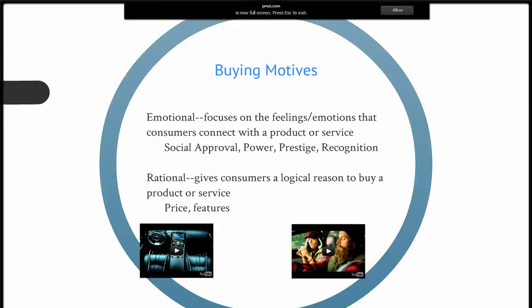Okay, so now a little bit more about advertising here, and this is the difference between an emotional ad and a rational ad, and then we'll watch an example of both below. So the first, your emotional ad, focuses on feelings, emotions, things that consumers connect with the product, not necessarily any kind of a rational ad. So let's take a look at one of those here. So things that deal with social approval, power, prestige, recognition, those kinds of things.